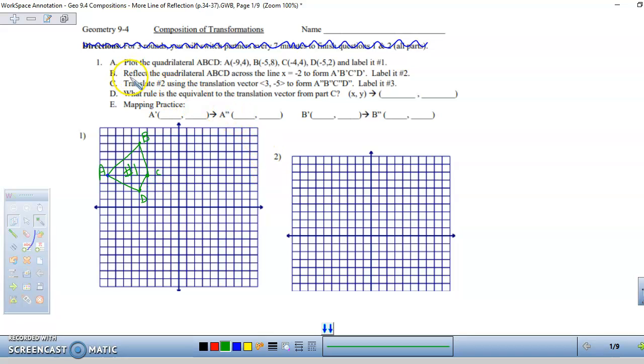Okay, we are going to take that quadrilateral and we're going to reflect it across the line x equals -2. So you do have to remember which direction these lines go. X equals -2 is a vertical line at -2. Okay, so maybe I'll highlight that for you. So you're going to have a vertical line at -2, which is right here. So here is x equals -2.